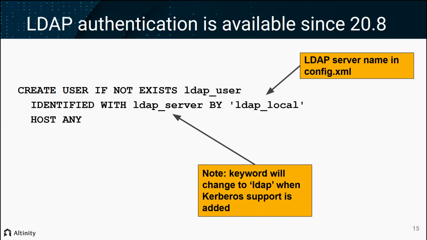And this command here shows you what you can do since ClickHouse version 20.8. You can now create a user, and then you can just say IDENTIFIED WITH LDAP SERVER and then the name of that server. We'll show you how ClickHouse figures out what LDAP local means. But this is basically now a new way to create users.